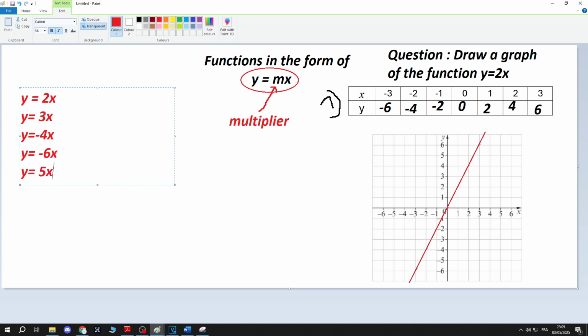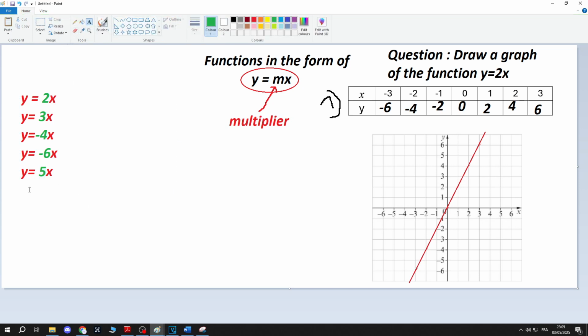Y is -6x. Y is, let's say 5x, right? So let's highlight m for each one. So 2, 3, -4 here, not 4, it's -4, -6, and 5, right?